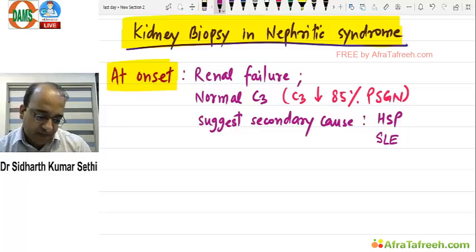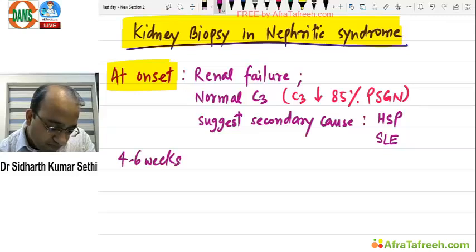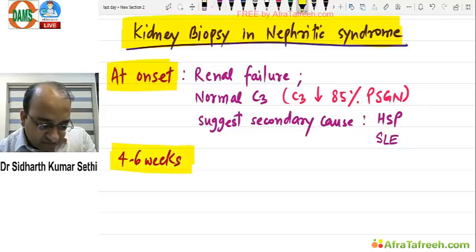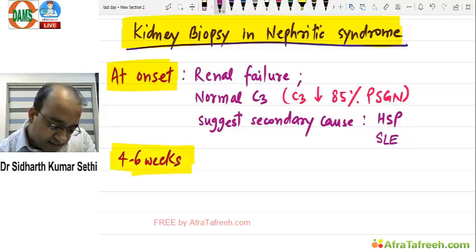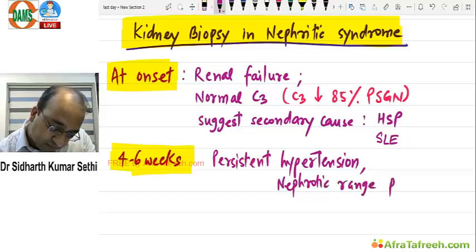The second indication can be after 4 to 6 weeks. After 4 to 6 weeks, this child has persistent hypertension, persistent protein loss, suppose he has persistent nephrotic range proteinuria, very high proteinuria. We'll do a kidney biopsy.